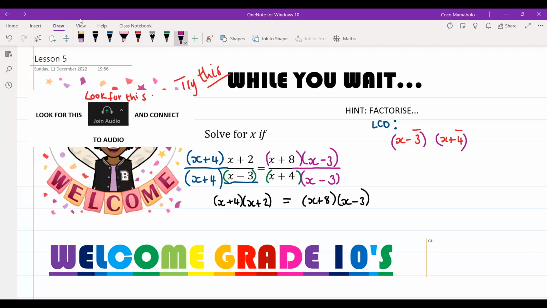All right, so that's going to be my denominator. And now that I've got 2 brackets on each side, I'm going to FOIL out: 1, 2, 3, 4. I'm going to get x squared plus 2x plus 4x plus 8.